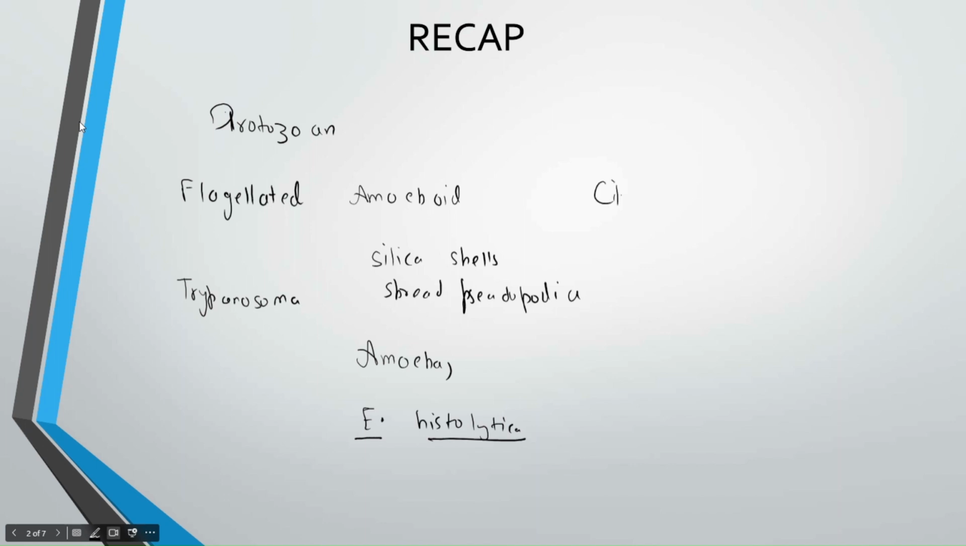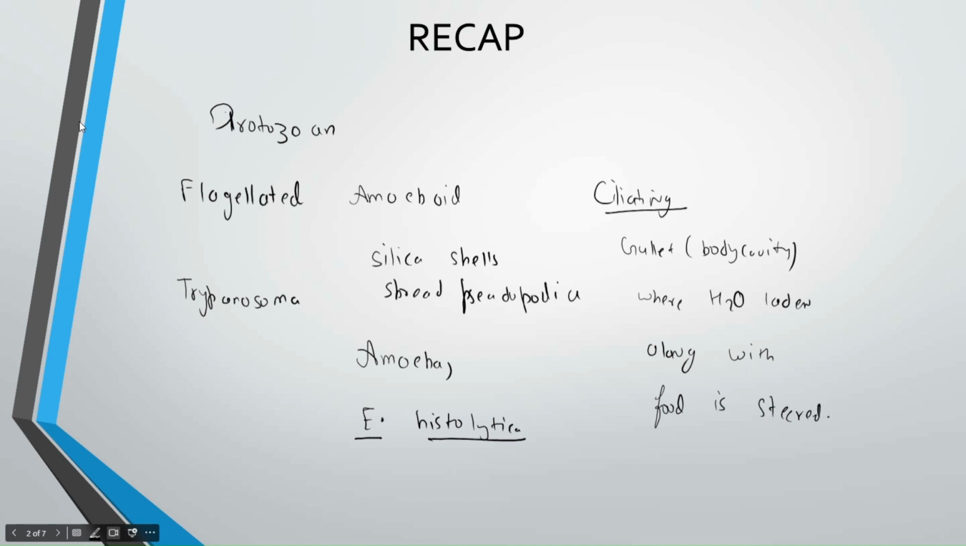If I talk about ciliated, they have a gullet or body cavity where water laden with food is stirred. So whenever any ciliated organism like Paramoecium intakes food, the water that also enters the body is stirred into the gullet.